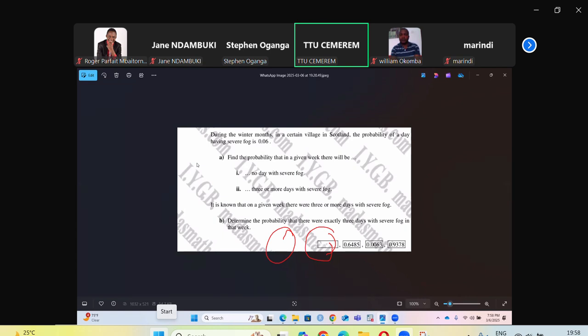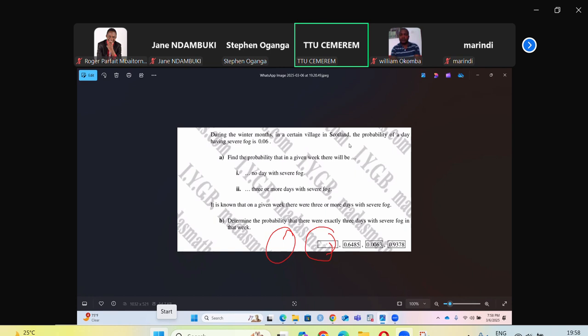Another example, Abigail, let us go first. During the winter months, in a certain village in Scotland, the probability of having severe fog is 0.06. Find the probability that in a given week, there will be no day with severe fog. Which distribution do we use here? Bernoulli, binomial, or Poisson? I think it will be binomial.